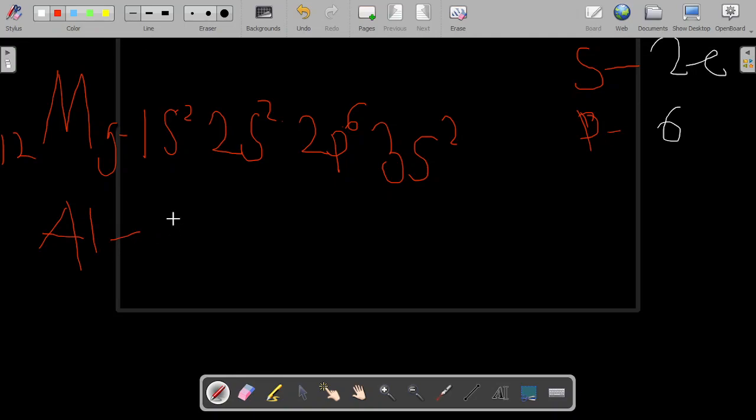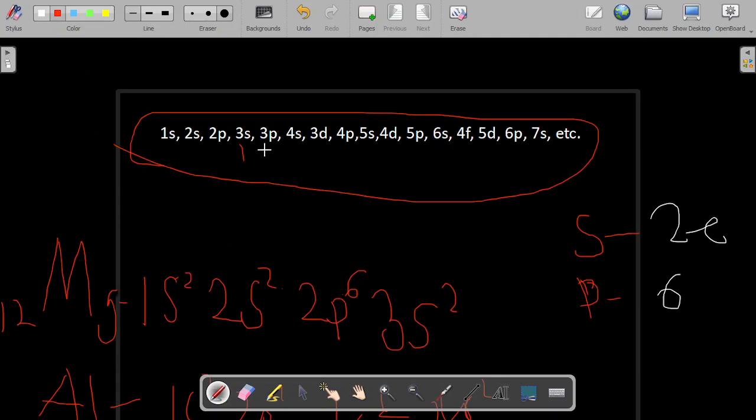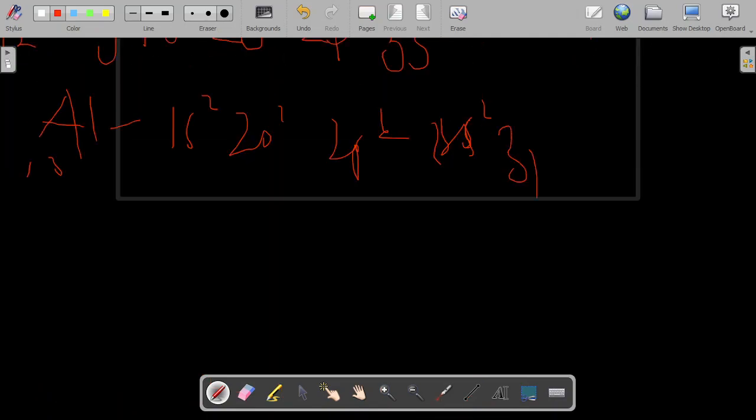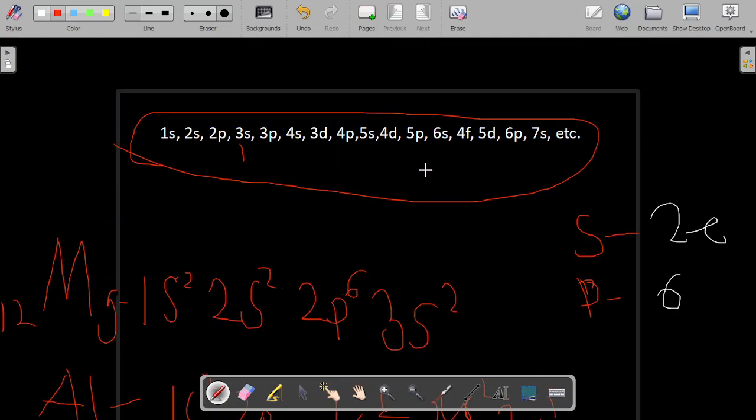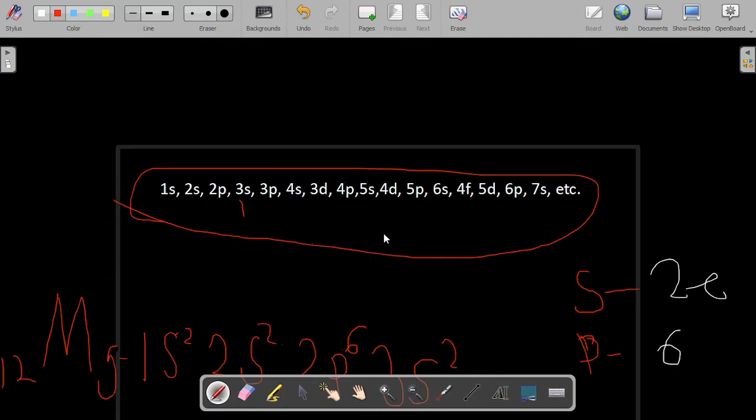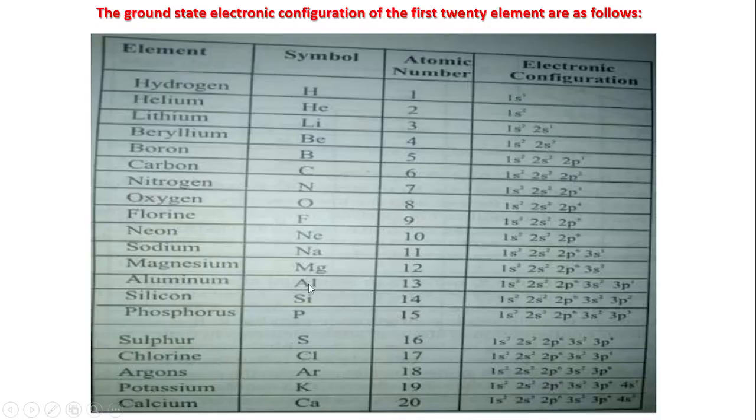So what do we just add? We have 1s2, 2s2, 2p6, 3s2. Since 3s cannot contain any more electrons, it can't be 3s3 to make it 13. So what do we do? Move to the next one in the energy level, which is 3p, then write 3p1. So we need to understand how that is done. Take a careful look at the ground state electronic configuration of the first 20 elements. Let's look at this carefully before we move on.